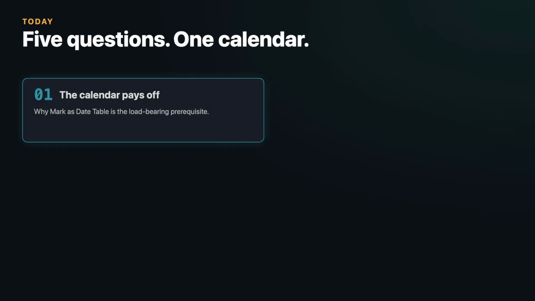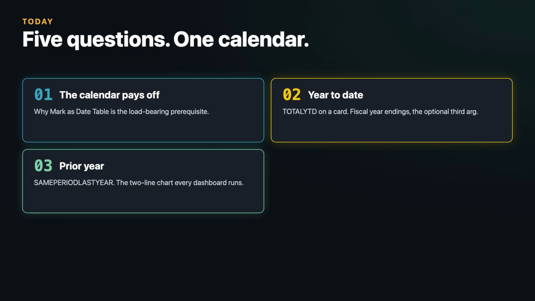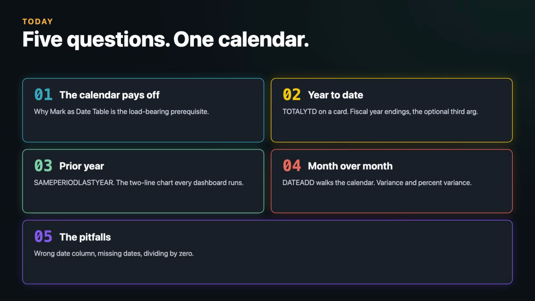Five questions to land today. Why the calendar table mattered, and mark as date table, year to date with TOTALYTD, prior year with SAMEPERIODLASTYEAR, month over month variance, and the four pitfalls that break the first version of every time intelligence measure. By the end, you'll have 5 working measures landing on KPI cards and line charts. The Monday morning questions finally answered.